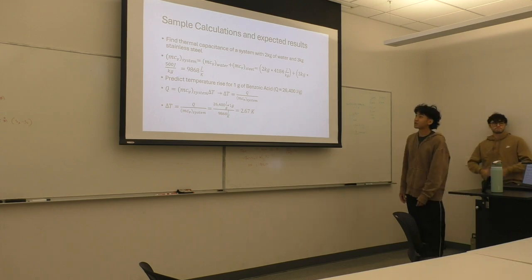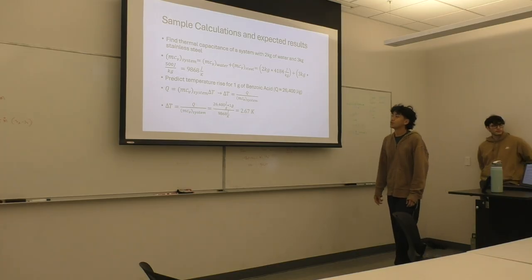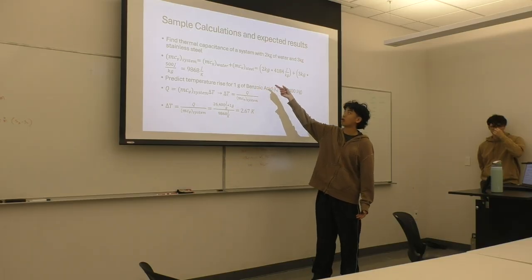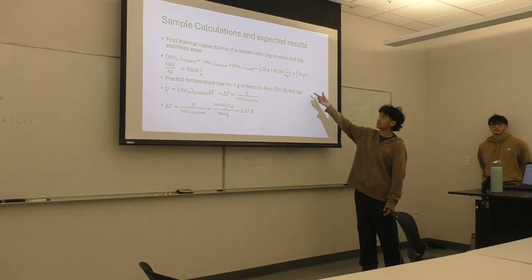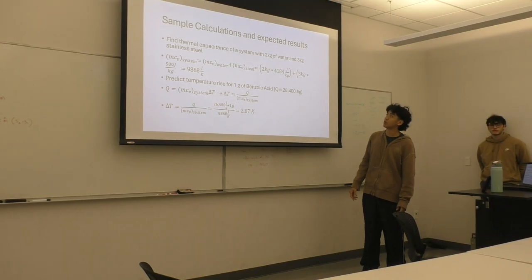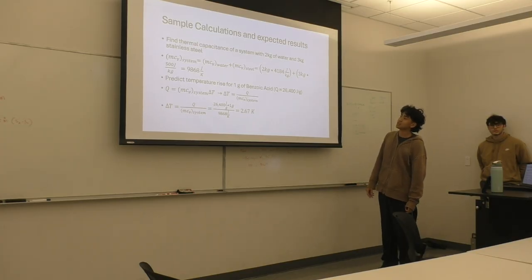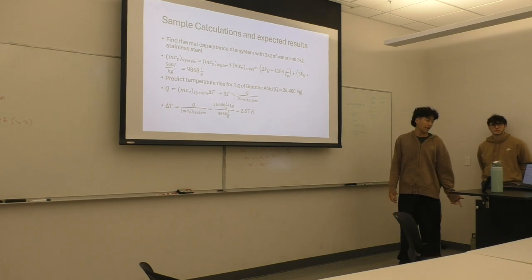So right here we have sample calculations and expected results. For our case, we're going to have a system of 2 kilograms of water and 3 kilograms of stainless steel. The thermal capacitance of the system is equal to the thermal capacitance of the water plus the thermal capacitance of the stainless steel bomb sleeve. We get 2 kilograms of water times the specific heat of water, which is 4,184 joules per kilogram Kelvin, and 3 kilograms of stainless steel times the specific heat of 500 joules per kilogram Kelvin, and we get approximately 9,868 joules per Kelvin for the thermal capacitance of the system.